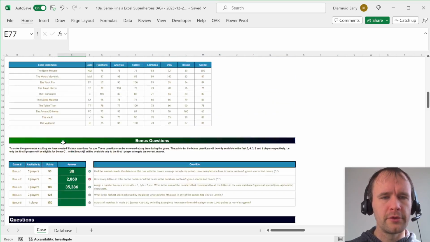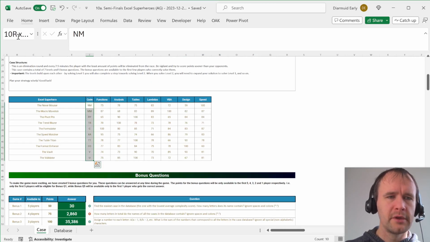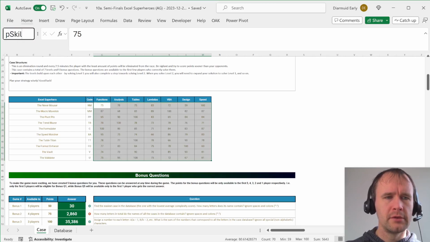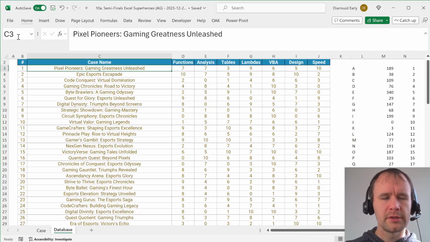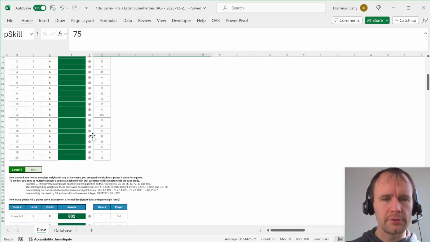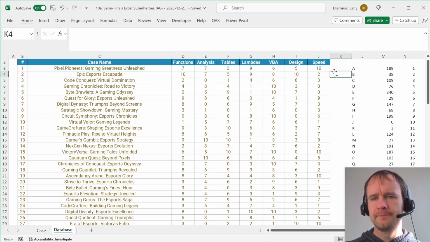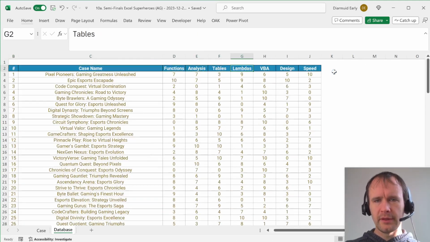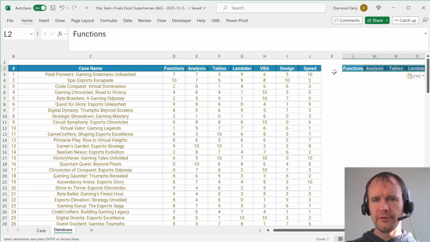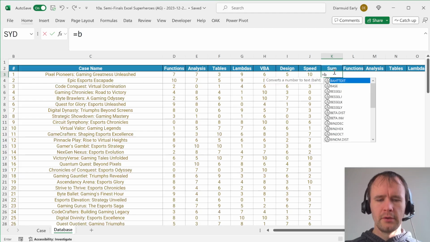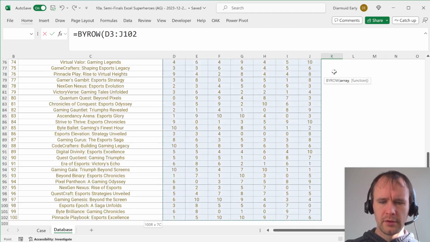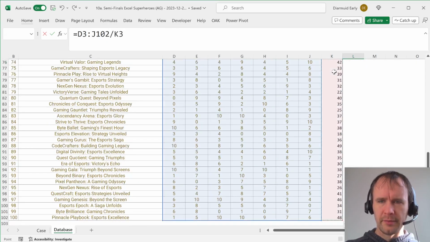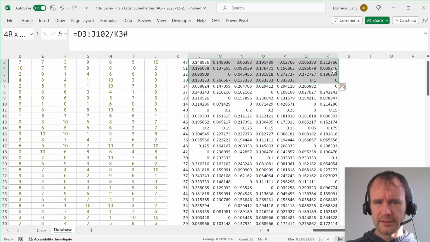So for this, I think it's going to be helpful to just give some names. I'm going to call this pcode. I'm going to call this pskill. Actually, I don't even need to use the case names because the cases are always referred to by numbers, so that's fine. Just going to move this stuff out of the way, I'll put it down below instead. And then what I really want is the weight of each of these, so I'm going to say sum by row of this, sum, and then we're interested in this divided by this. And that gives me my weights that add up to 1 for each case.